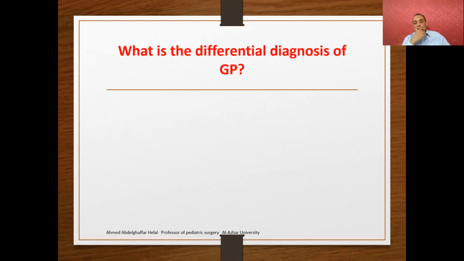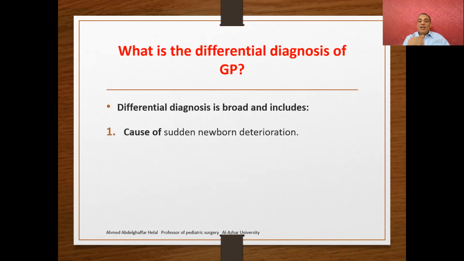What are the differential diagnoses of gastric perforation? We can categorize the differential diagnosis in two main items. Number one, causes of sudden newborn deterioration. Very important, because gastric perforation usually presents with sudden newborn deterioration, ineffective ventilation, and severe respiratory distress. Number two, causes of vomiting and abdominal distension.